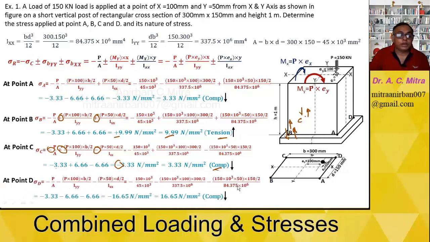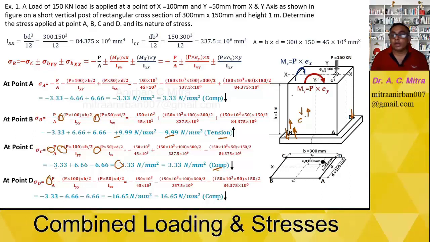Now the final point is the D point. Everything will be the same. Only the sign convention we need to check. So I think for the compressive, it will be all the time downward. Compressive all the time downward. That's why it is coming the negative value here.